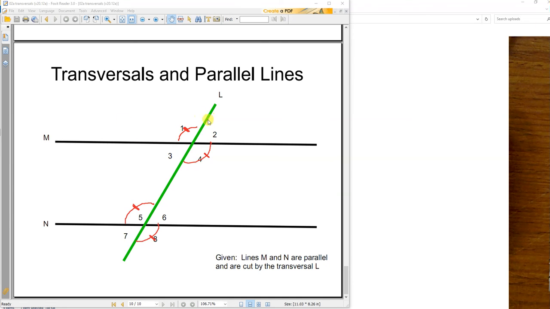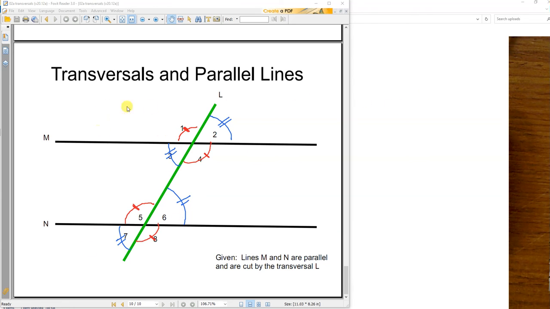Now look at angle 2, which is congruent to angle 3. Why? Because they're vertical. But angle 2 is congruent to angle 6. Why? Because they're corresponding. And angle 2 is congruent to angle 7. Why? Because they're alternate exteriors. And angle 3 is congruent to angle 6. Why? Because they're alternate interiors.